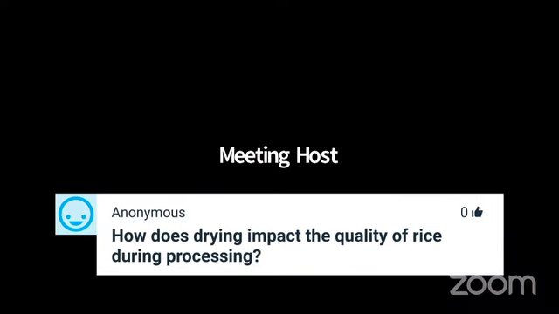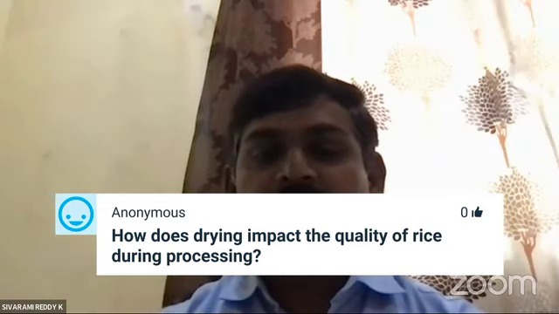How does drying impact the quality of rice during processing? If we dry the grains, the moisture of all grains will come uniformly, and the broken percentage will reduce, and the cooking quality after processing and milling also will improve.